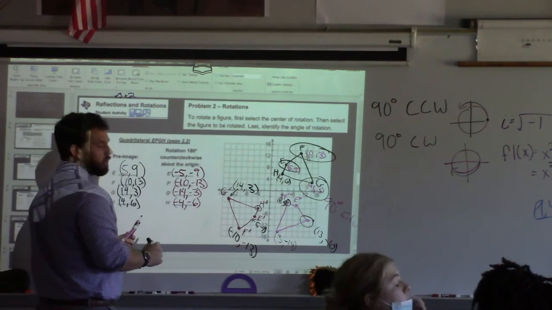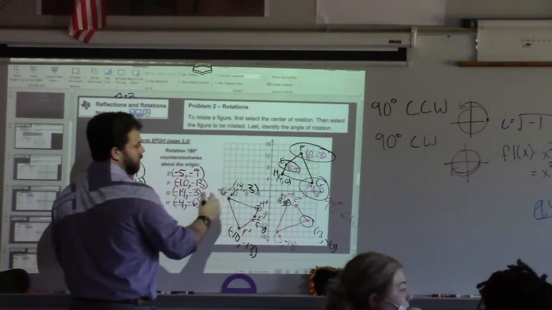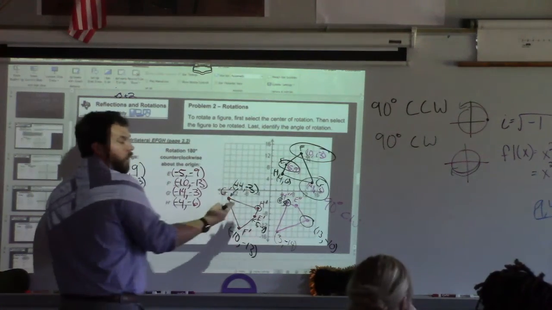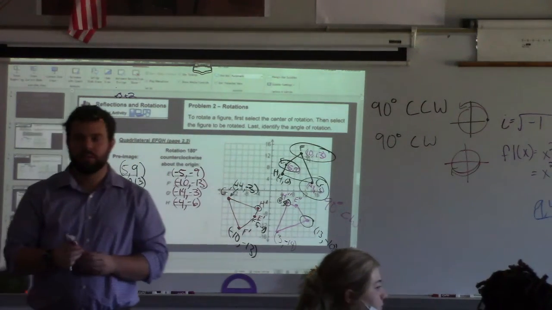Yes. Which ones? Wait, hold on. What do you mean, are both negative? They're both. Remember, they're just in the third quadrant. They both have to be negative. That's all you've got to do.